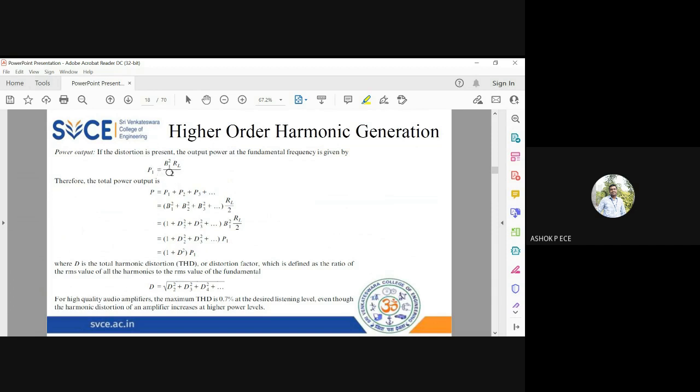See, this 1 by 2 is coming because we are finding the average power. For these harmonics, we cannot find the exact power because it is varying always. So we'll find what is called the average power. Average means we divide by 2.